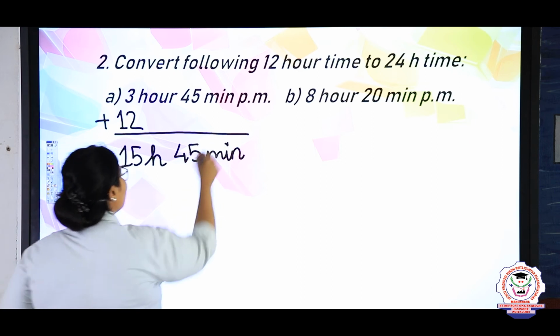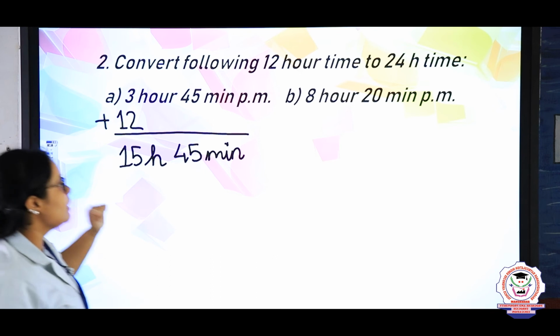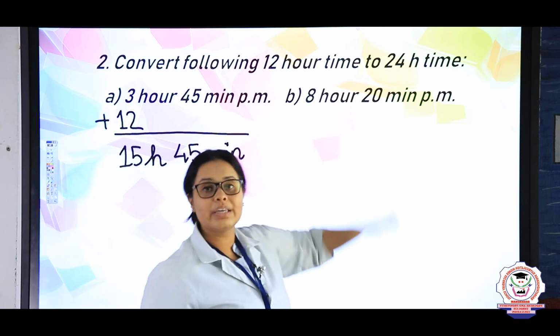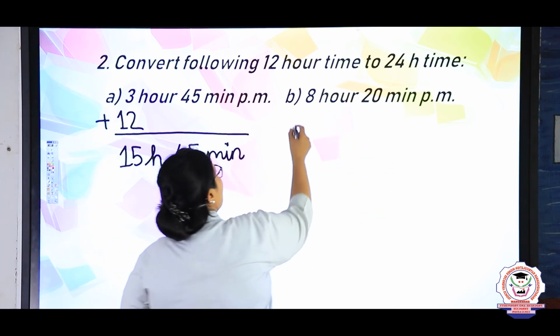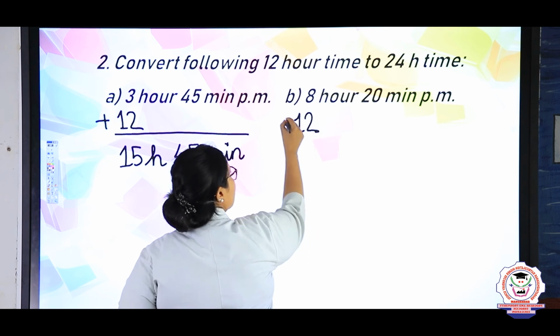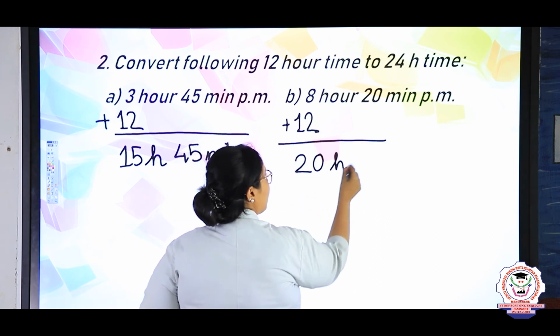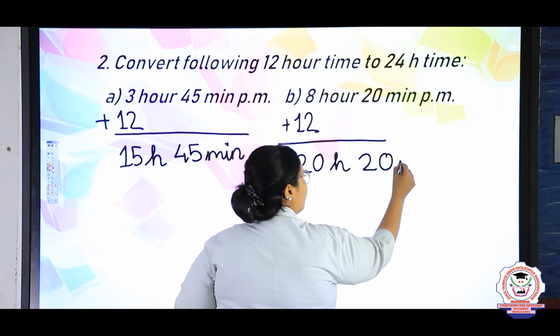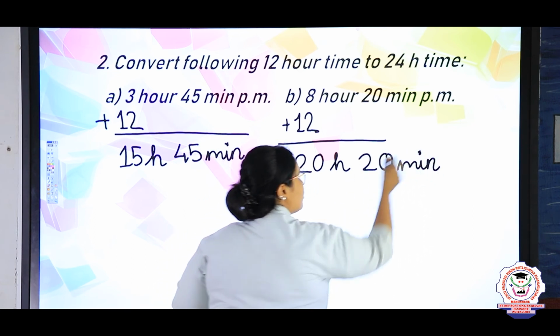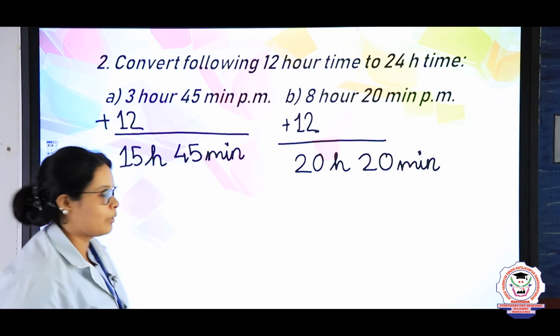This denotes that it is evening time. In the same way, here it is 8 o'clock in the evening or night. Here again if you add 12, how much will you get? You will get 20 hours and 20 minutes. Okay, so this is the way we do the calculations.